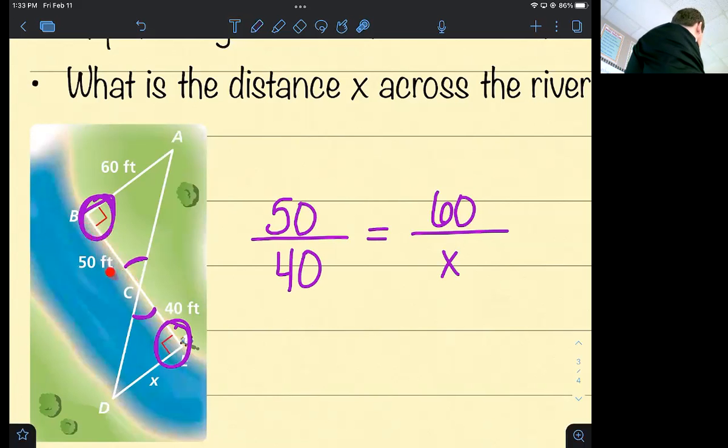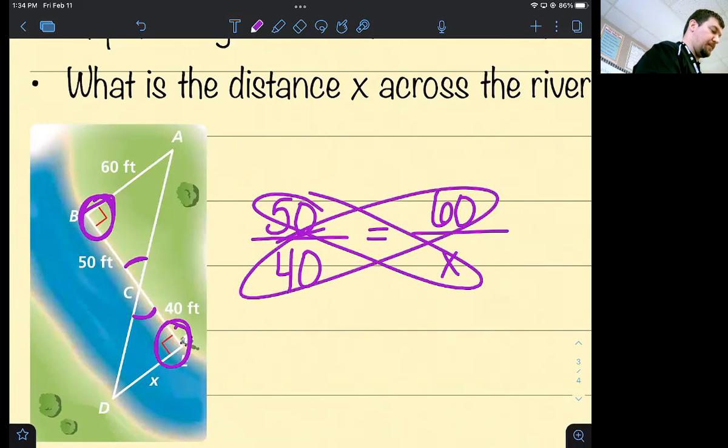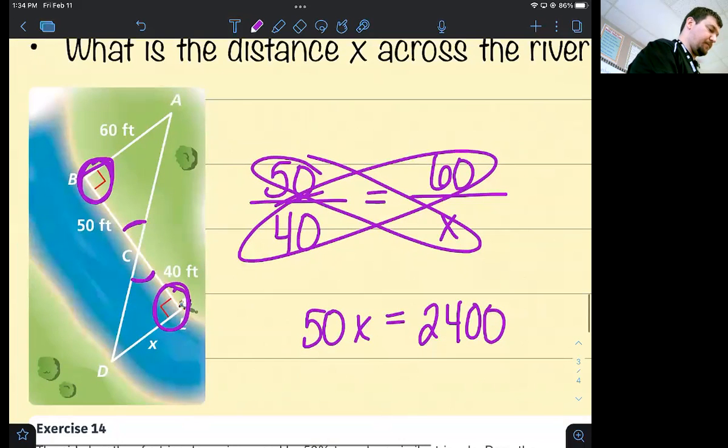There's some serious lag today. There we go. So Jacoby did 50 over 40. And now he's going to do the other side of that right angle, goes back to the top one, 60 over X. And Jacoby, when you cross multiply, you get 50X equals, what's 40 times 60? And divide by 50? 48 what?